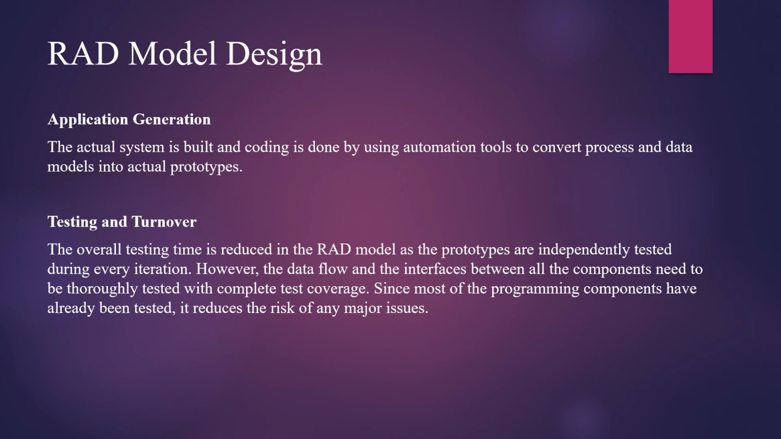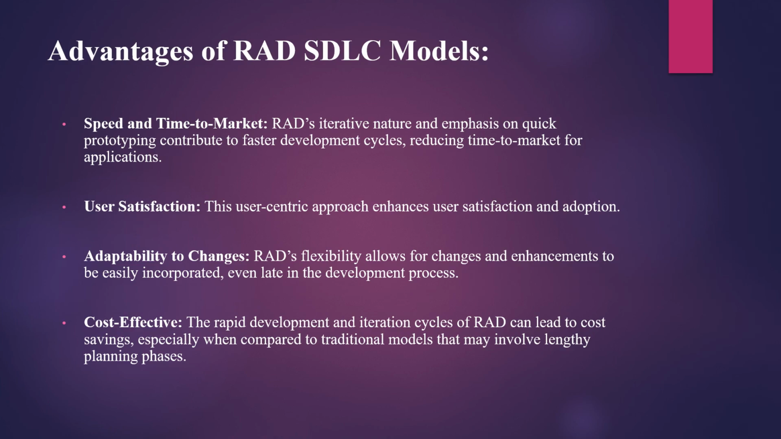The last one is testing and turnover. This is basically the testing time, and the overall testing time is reduced in the RAD model as the prototypes are independently tested during every iteration. However, the data flow and the interfaces between all the components need to be thoroughly tested with complete test coverage. Since most of the programming components have already been tested, it reduces the risk of any major issues. So these are the phases of the RAD model.